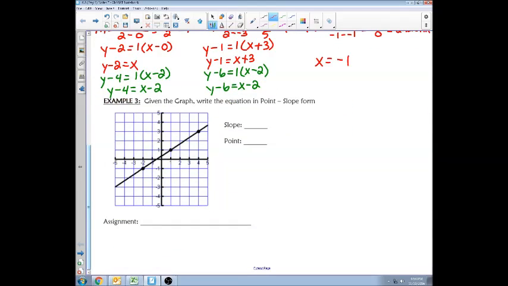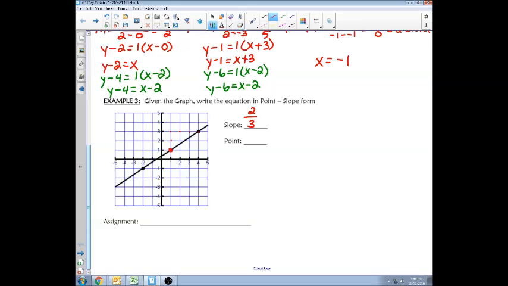All right, down to example 3. Given the graph, write the equation in point slope form. So the first thing I need to find is my slope. If I start here, go up 2. So it went up 2. Then it went right 1, 2, 3. So my slope is 2 over 3. Okay? That's the easy part.